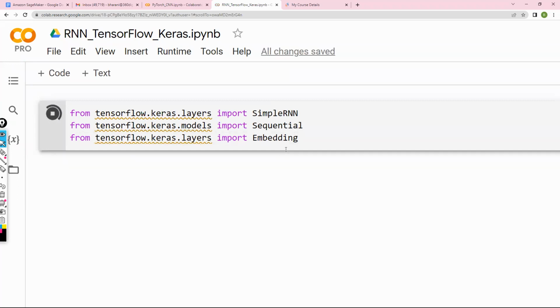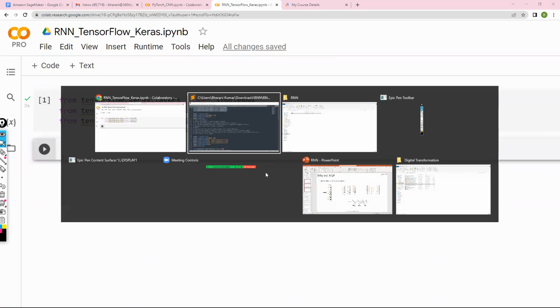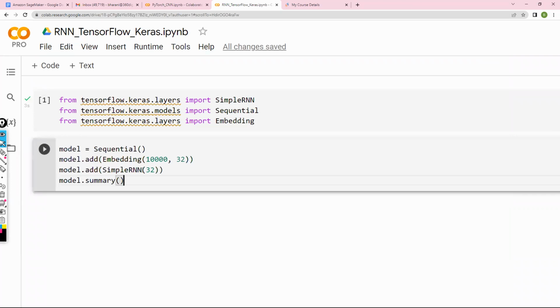Embedding is like one-hot encoding, wherein you convert your words into numbers. Embedding also converts your words into numbers, but in a slightly different manner. You learn about this in your professional certificate program in data science and AI.